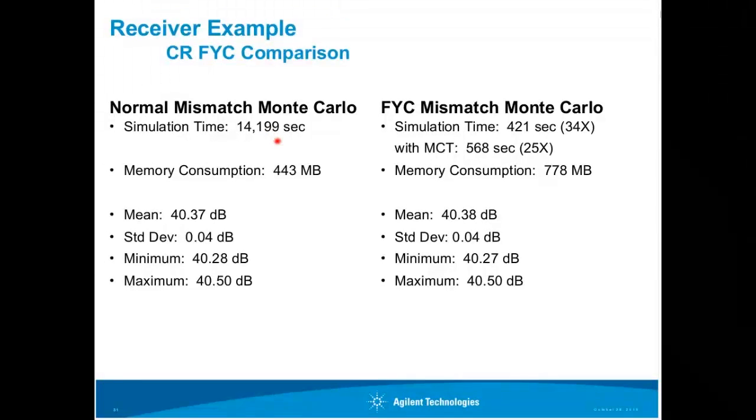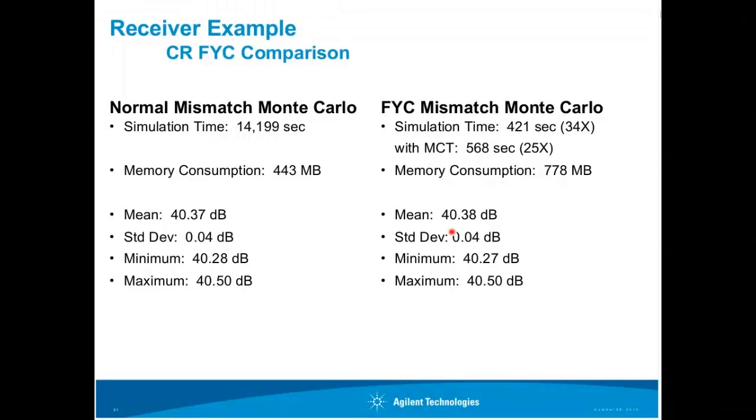But with fast yield contributor analysis, you don't realize that long simulation time. The longer the sim is in normal Monte Carlo, the bigger the speed up you'll achieve. Here you can see a 34x improvement in sim time. Even if you turn on the mismatch contribution table calculation, you still get a 25x speed up, and you get the additional information. Memory consumption did go up, I think about 75% here, but the simulation results are extremely accurate. They're a very good match with what we had in regular Monte Carlo.